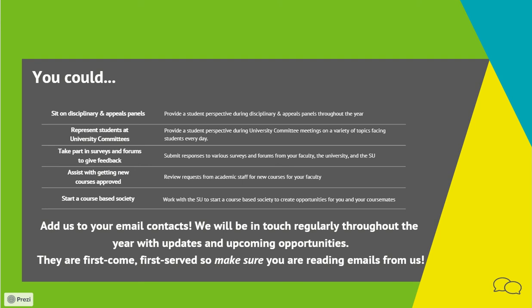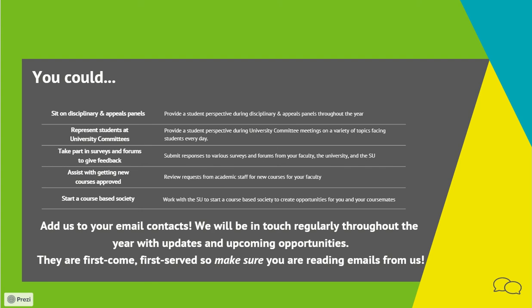You can represent students at university committees. You'll have the option to sit on a number of different committees that discuss a range of topics. This is another optional opportunity that we will regularly communicate with you, so be sure you're checking your emails as they are on a first come, first served basis. You could take part in surveys and forums to give feedback. We'll occasionally send you surveys or organize focus groups for both the SU and the university, so you'll have the opportunity to take part in creating widespread change across the uni.